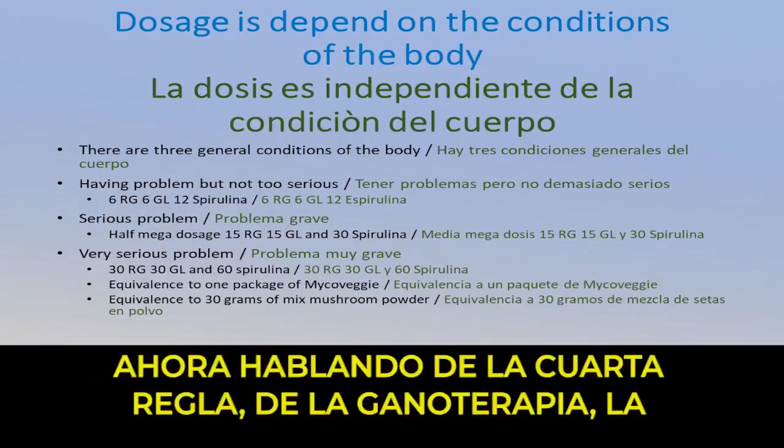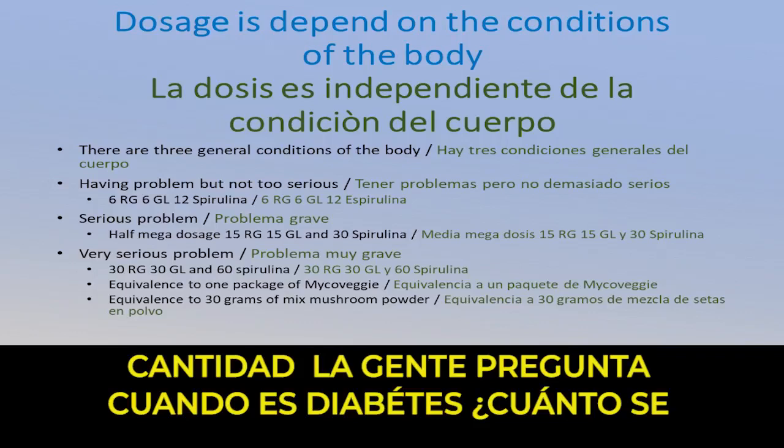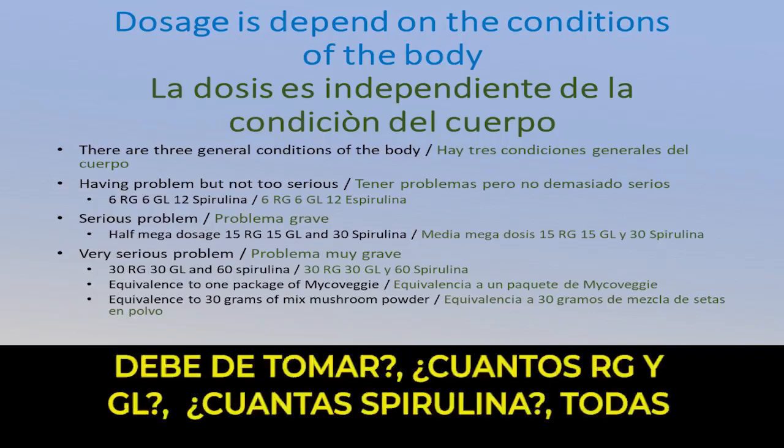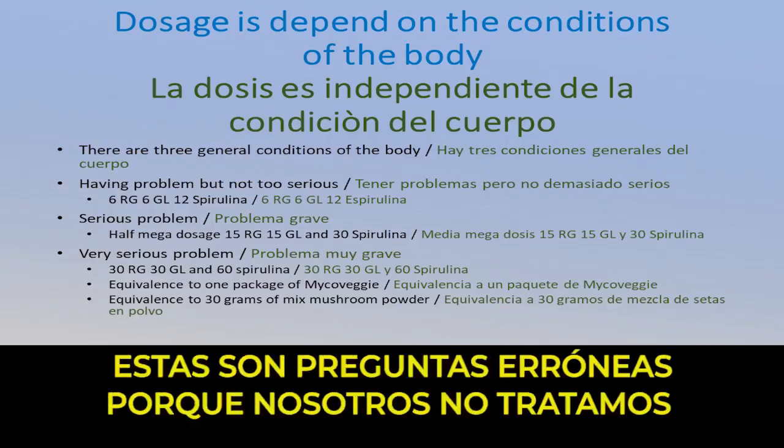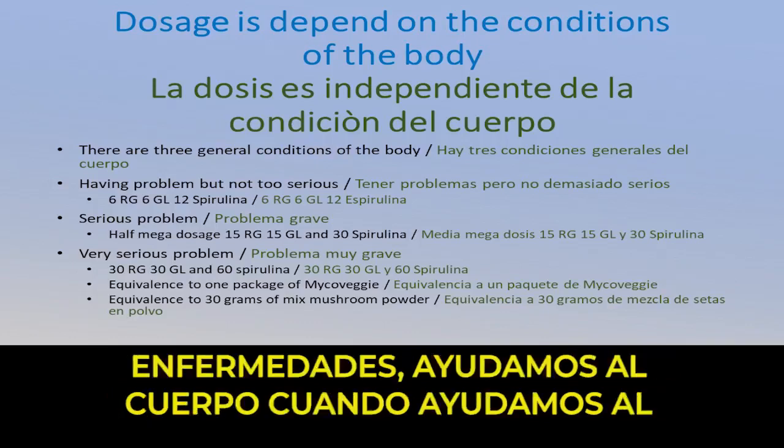Now we come to the fourth law of this ganotherapy, the dosage. Many people keep on asking us, when this diabetes, how many dosage should we take? How many RG, how many GL, how many spirulina? All these are wrong questions, because we do not treat disease. We treat the body.